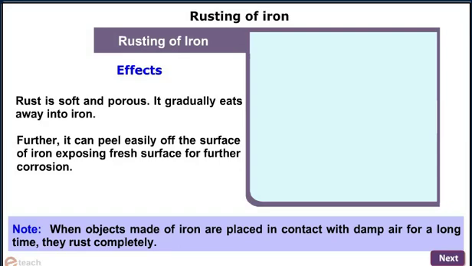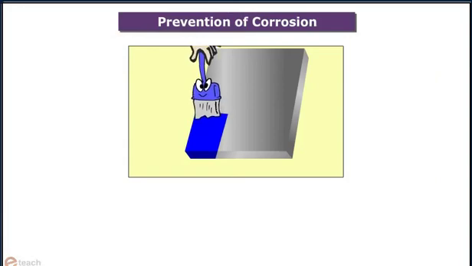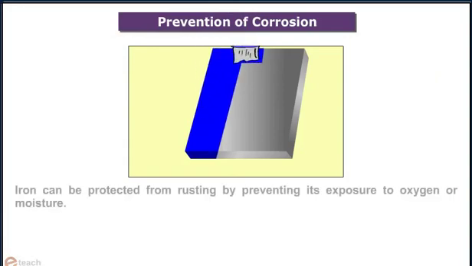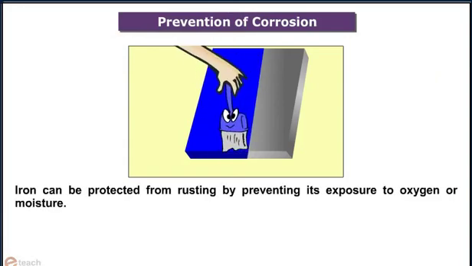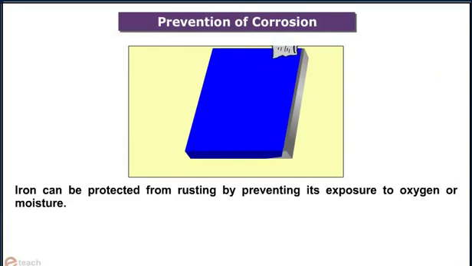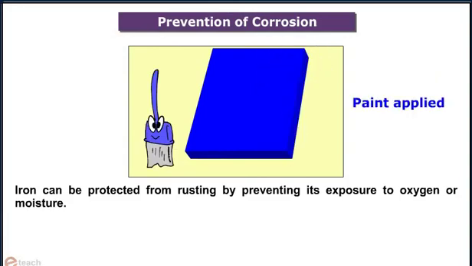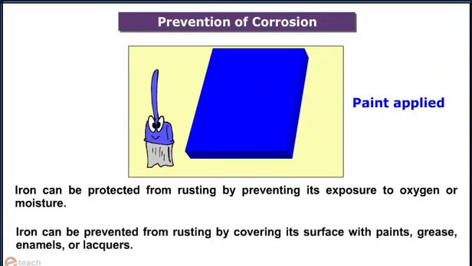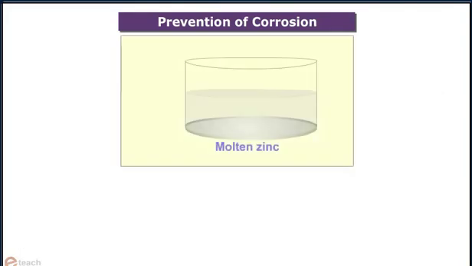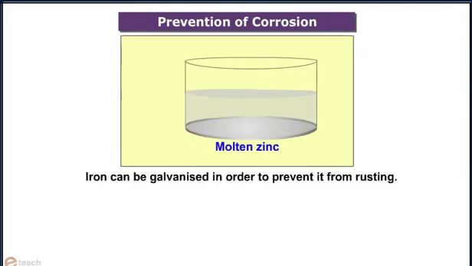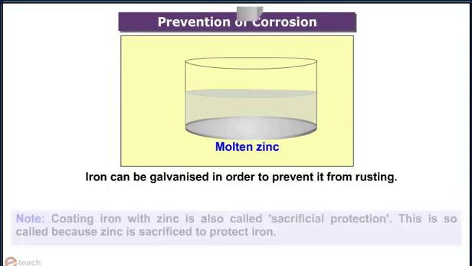Prevention of corrosion. Iron can be protected from rusting by preventing its exposure to oxygen or moisture. Iron can be prevented from rusting by covering its surface with paint, grease, enamels, or oils. Iron can be galvanized in order to prevent it from rusting.